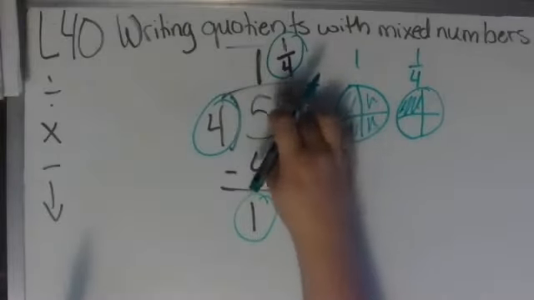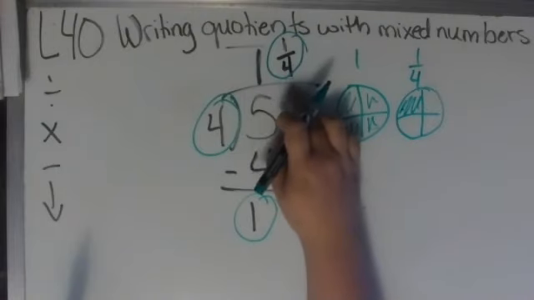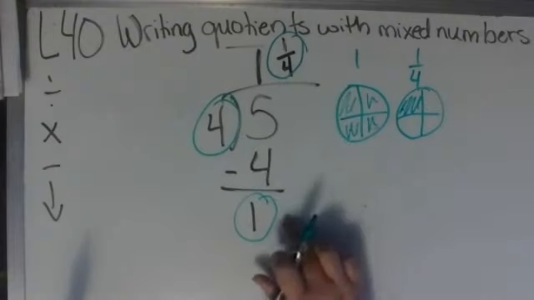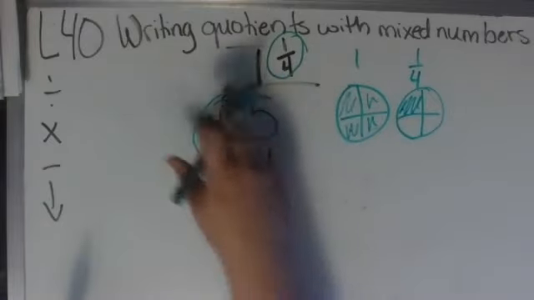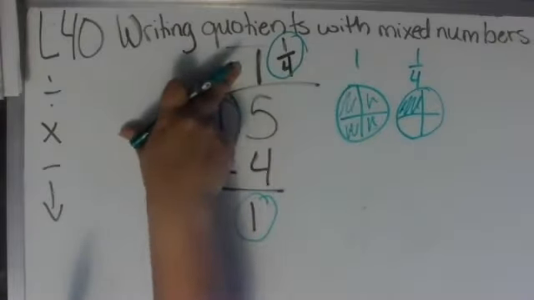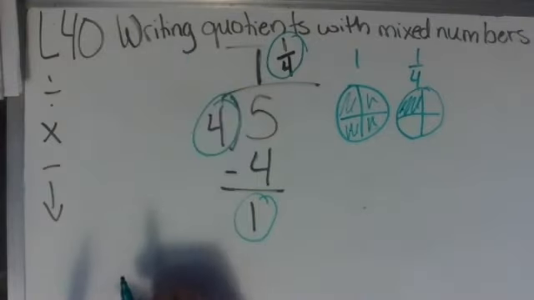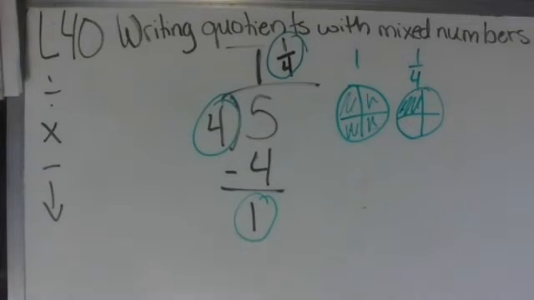But this is what you want in the end. You want your quotient as a mixed number. So you're using your remainder and your divisor to make the fraction portion of your mixed number, and your normal whole number from your division is your whole number. The whole number and the fraction together make your mixed number for your quotient, or answer. That is lesson 40 for Saxon 5, writing quotients with mixed numbers.